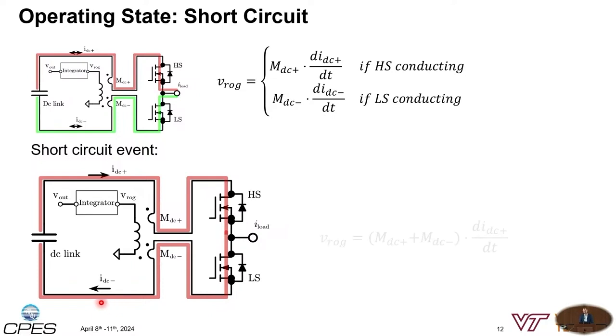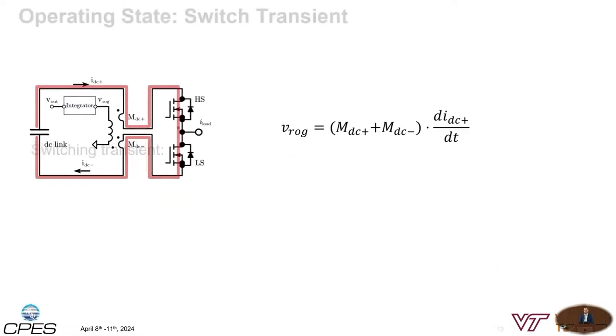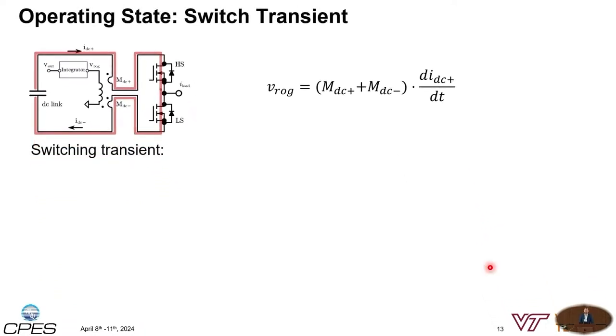In that case, the current through the DC plus trace equals the current through the DC minus trace. So we can simplify the equation for the output voltage of the Rogowski coil by summing the mutual inductances together and multiplying that with the change in current through the DC bus traces. Then lastly, we have the switch transient.